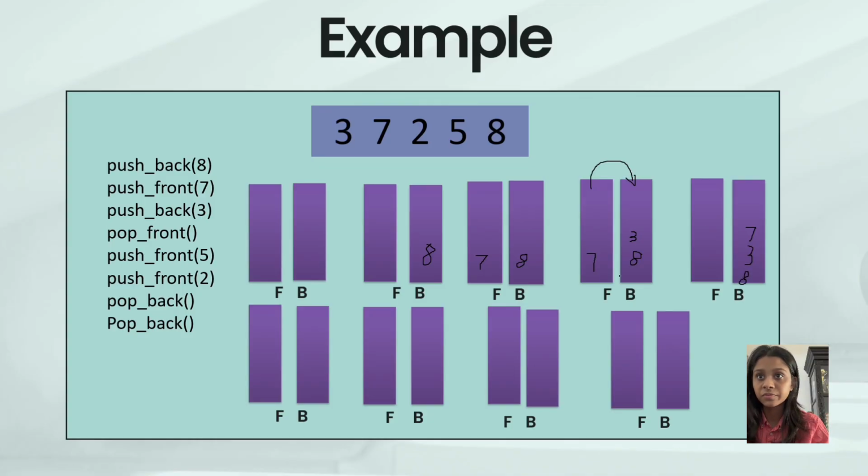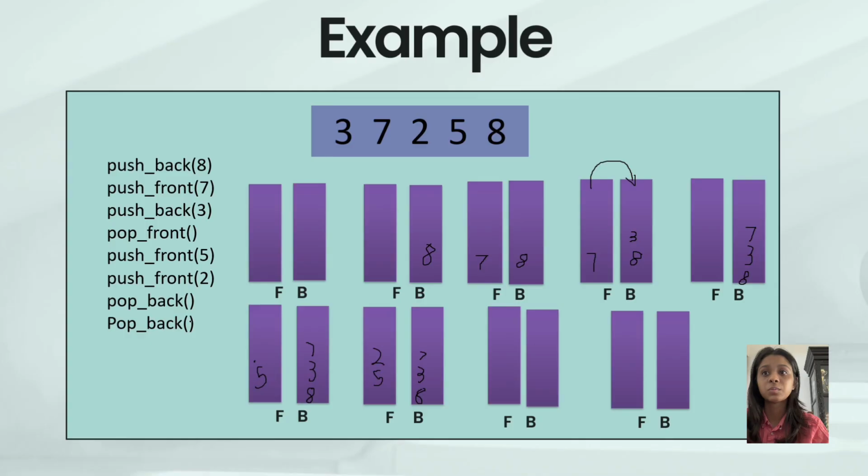Next they say to push front 5. So 5 comes here in the front stack and 7, 3, 8 stays in the back stack. Then push front 2. So 2 is the top element now in the front stack and 7, 3, 8 stays in the back stack. And once again they tell now to pop back.